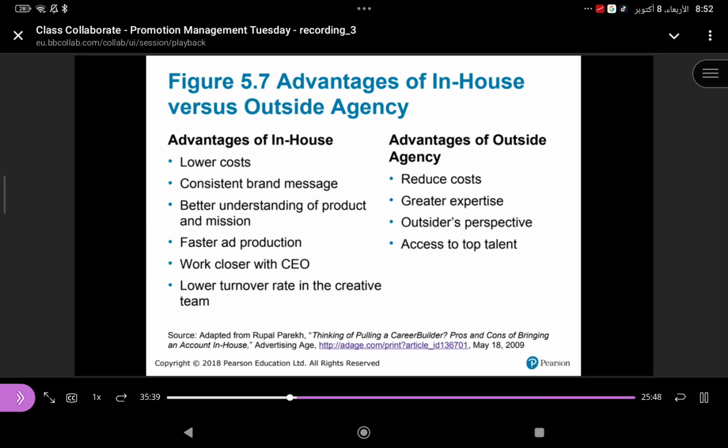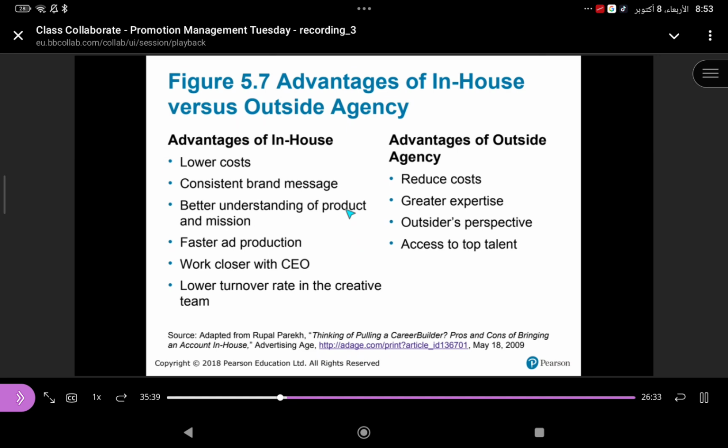There is advertising of in-house versus the outside agency, and there are certain advantages of in-house, like it is low cost, consistent brand messages are there, better understanding of product and mission, faster ad production. So all these things are considered to be the advantages of the in-house.